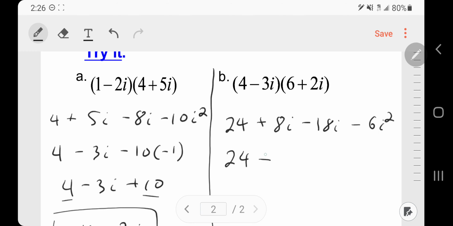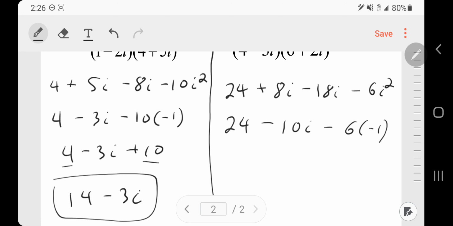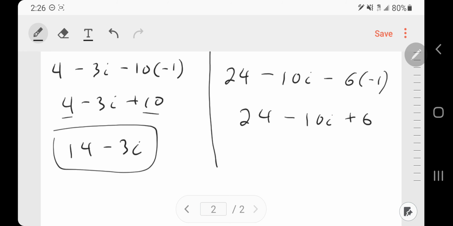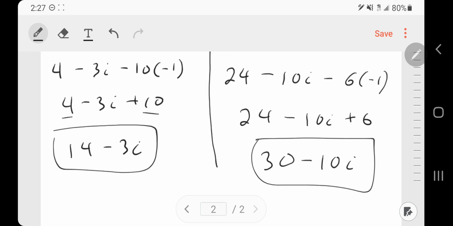Again, simplify where we can. Replacing our i squared with a negative 1. And simplifying further, we get a positive 6 there. And finally, combine the like terms at the end. We have a 30 minus 10i, and that would be my final answer.